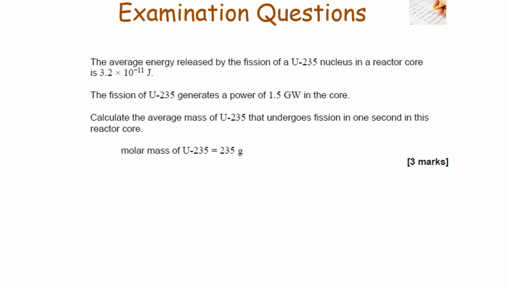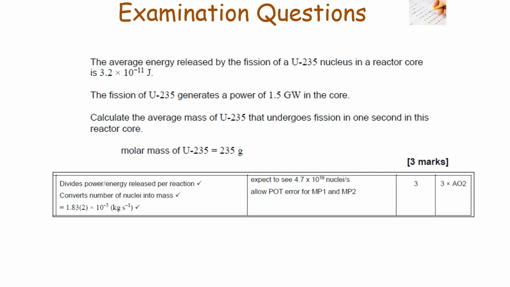Right, so how do you answer this particular question? Well, you've got to understand that you want to be working out the energy produced by one particular nucleus. So you can divide the power by the energy per reaction. Then what you can do is convert the number of nuclei you've got into a mass. You can do that because you know that your molar mass is 235 grams. So at that point you can work it out, and you can say it's 1.83 times 10 to the minus 5 kilograms per second.